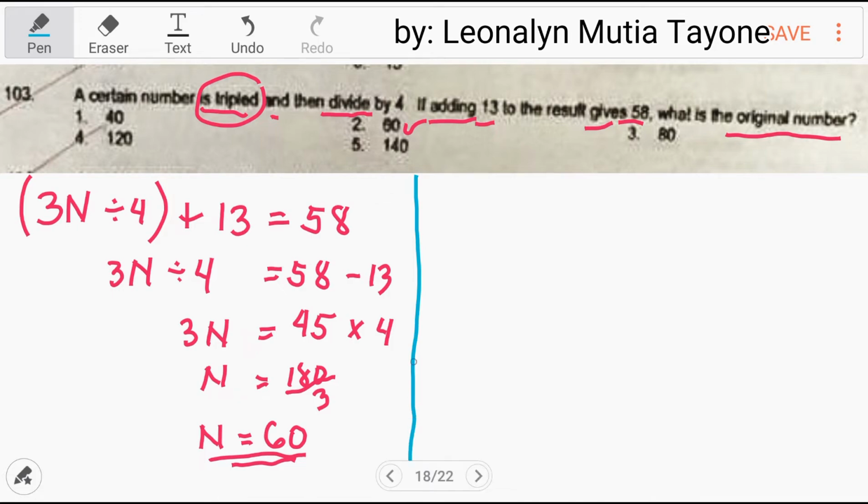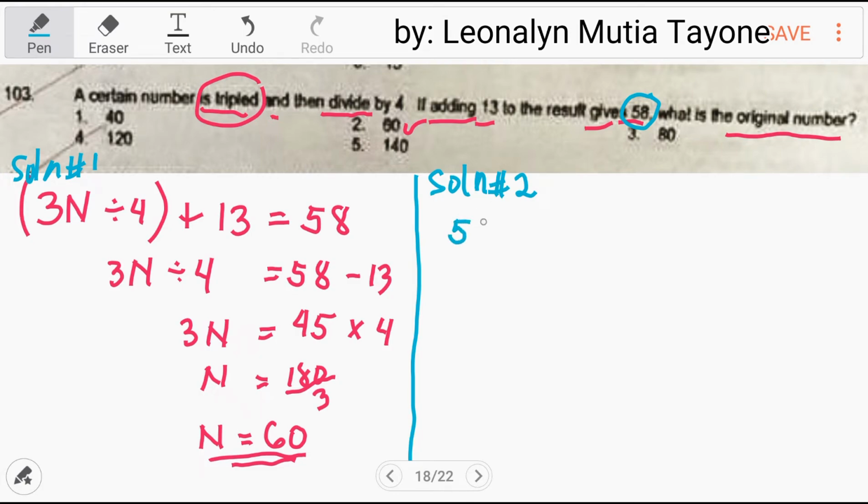Another way, although itong solution number 2 na gagawin natin ay halos pareho lang din dito sa solution number 1. Kaso lang, direkta na tayo. Mag-umpisa tayo sa result. Bali, backward.